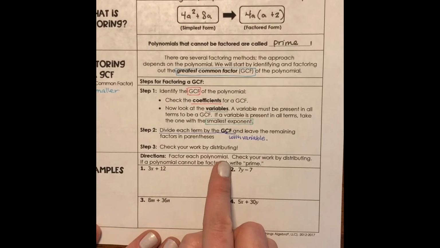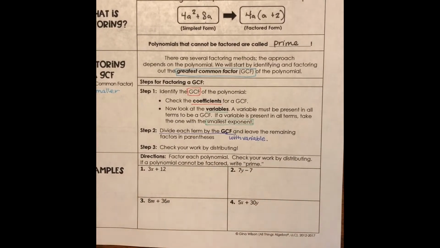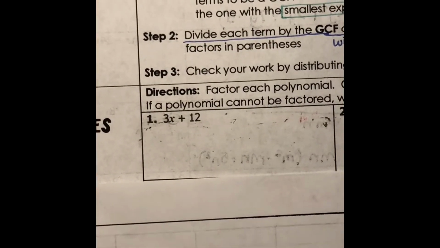It says factor each polynomial. Check our work by distributing. If a polynomial cannot be factored, we're going to write prime. So let's look at this first problem here.